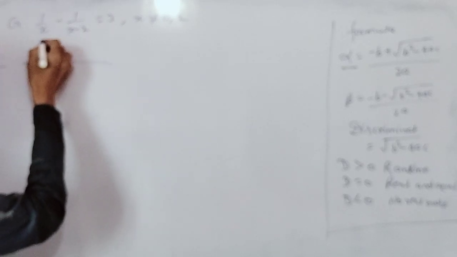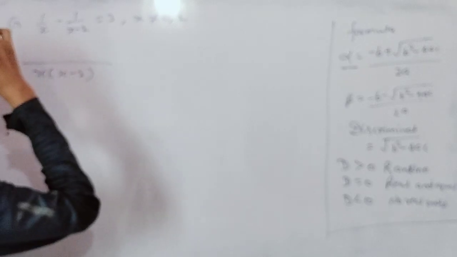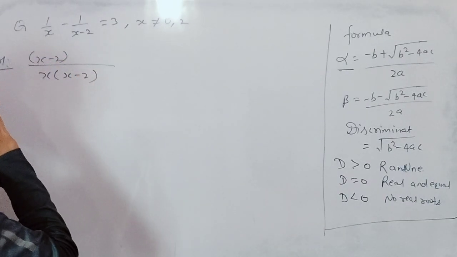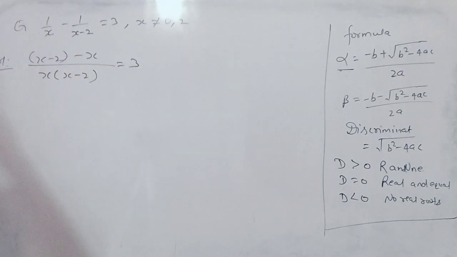The question is saying you have this, and x will not be equal to 0, x will not be equal to 2. We are solving x into x minus 2. So here x minus 2 is clear, only x 3. Now what is happening?